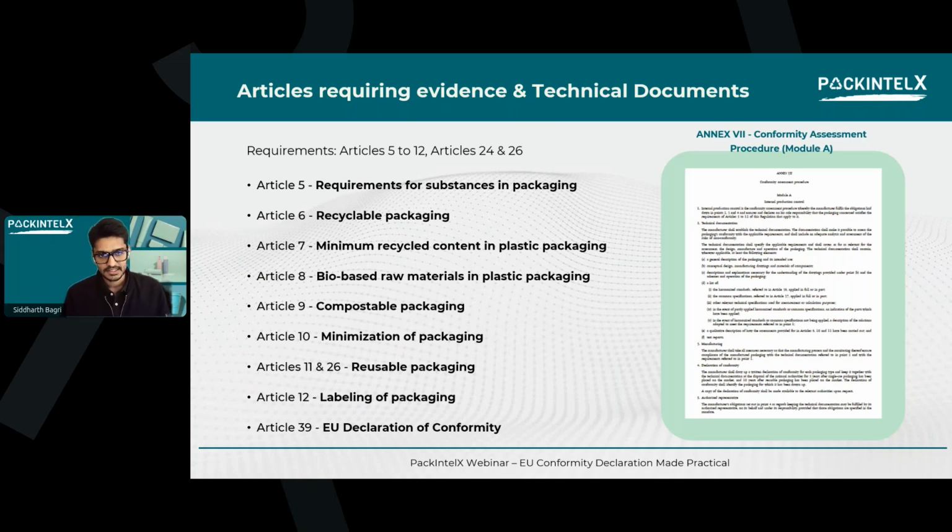Article number 6 is recyclable packaging. Recyclable packaging is extremely important for the whole PPWR because this is one article which will have a financial impact in future. Every packaging from 2030 onwards placed in the EU must be at least 70% recyclable. Now, how do you define 70% recyclable? We don't know yet. There will be a delegated act coming in 2028, and that delegated act will give a guideline on how to calculate recyclability.